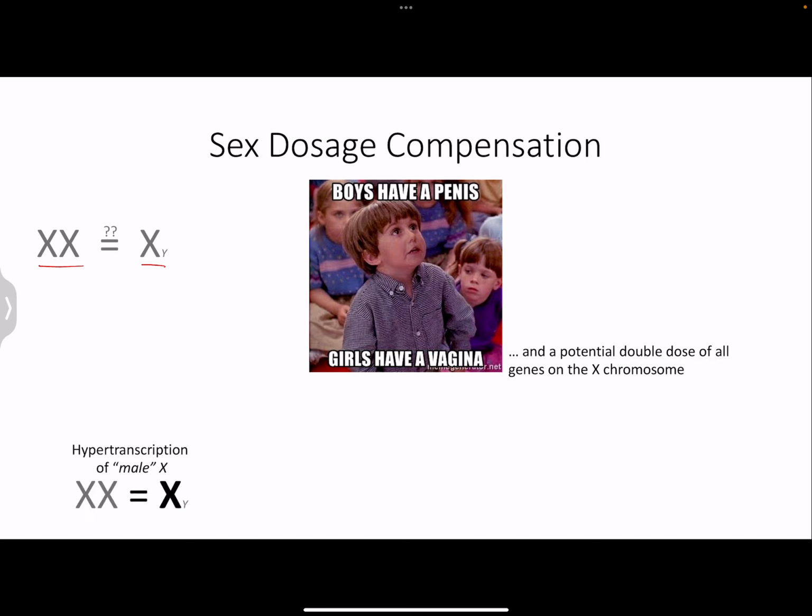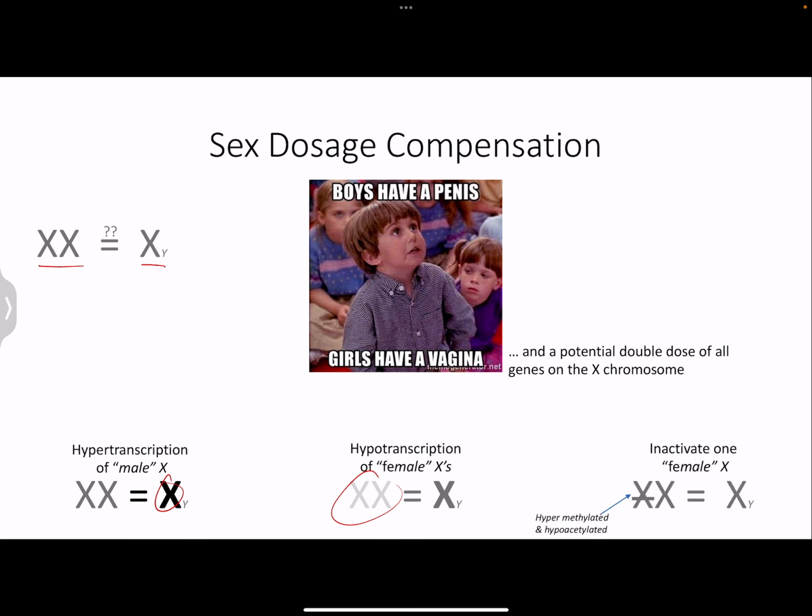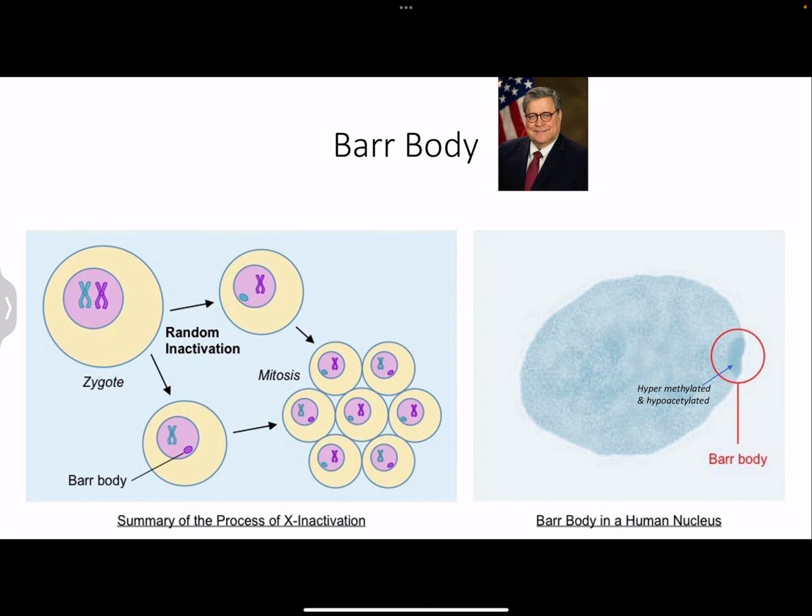And so a couple possibilities: we could have more transcription in the male X, we could have less transcription in the female X, or, and this is what actually happens in our case, you can inactivate one of these X's. And these are called Barr bodies.